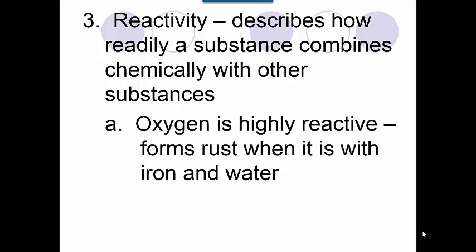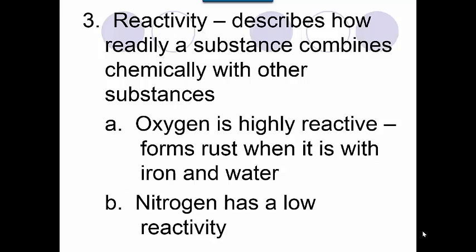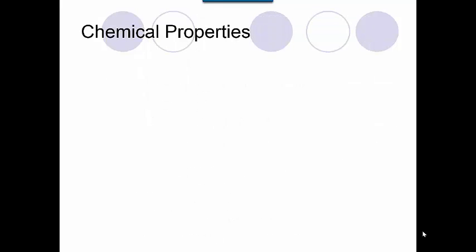Oxygen, again, highly reactive because it can form rust, and we also have nitrogen, for example. It doesn't react with a lot of other items. It has pretty low reactivity, and so that would also be a chemical property, knowing that it doesn't really react as easily as something else.